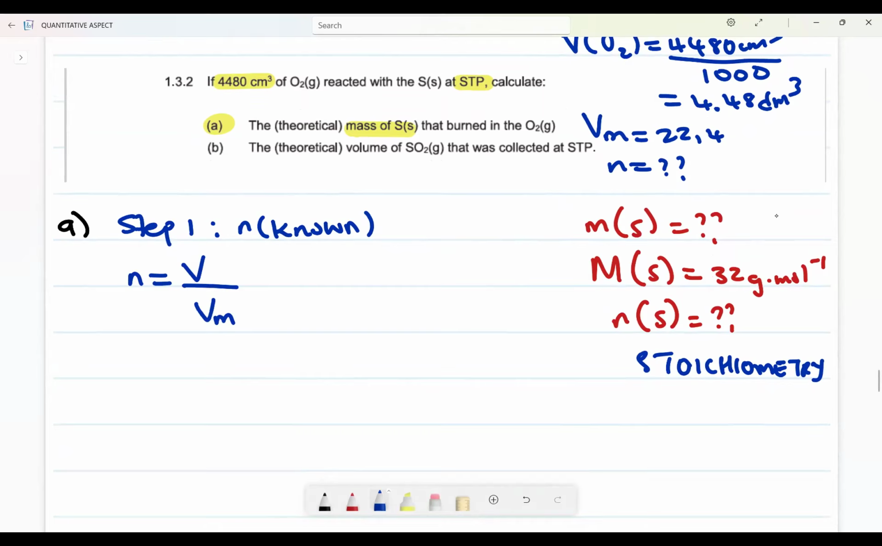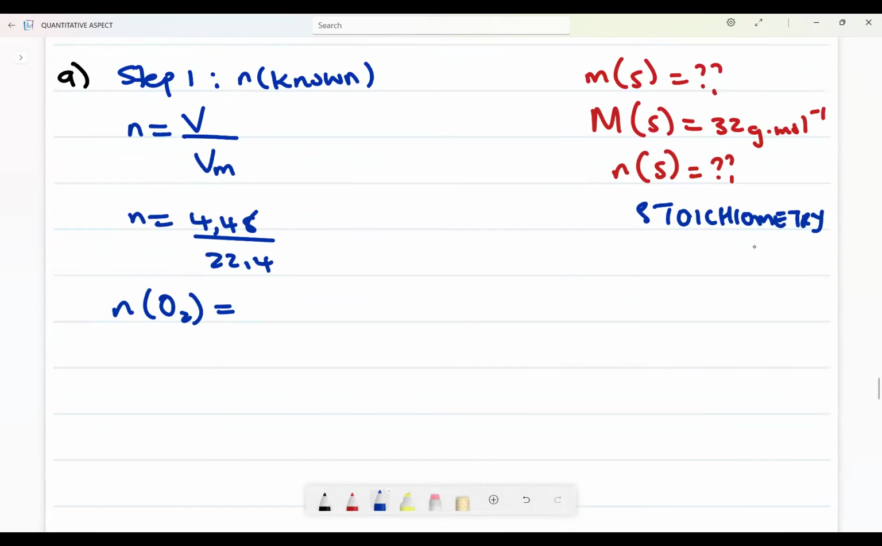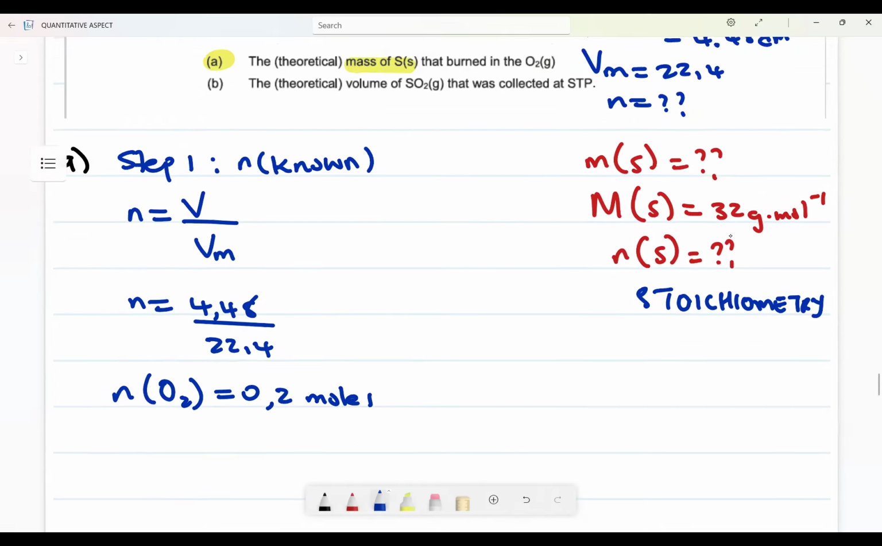Then what is number of moles? What is my volume? My volume is 4.48 here. Then divide by my molar volume, 22.4. Then I can get the number of moles of O2, which is the known. I can say 4.48 divided by 22.4. It gives me something like 0.2 moles. I'm done with step one.